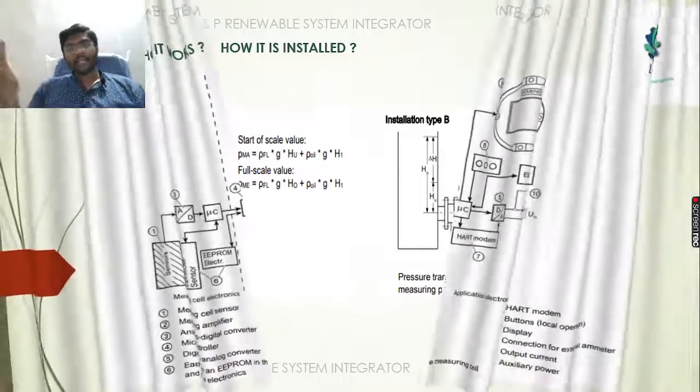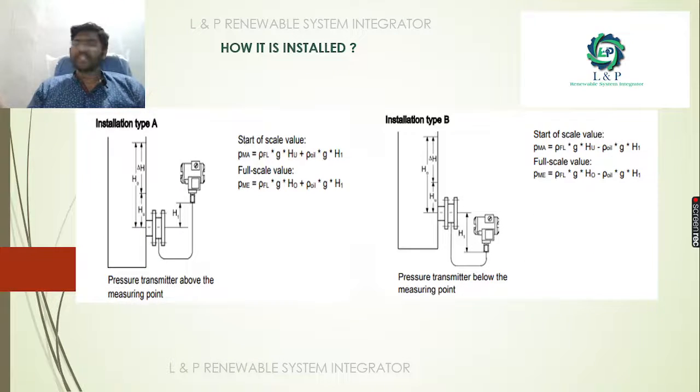And if you go in depth in installation, we have so many varieties. If you plan to install a pressure transmitter above the measuring point, this is how you need to install. We have only one flange. If you plan to install the pressure transmitter below the measuring point, this is how you need to install.